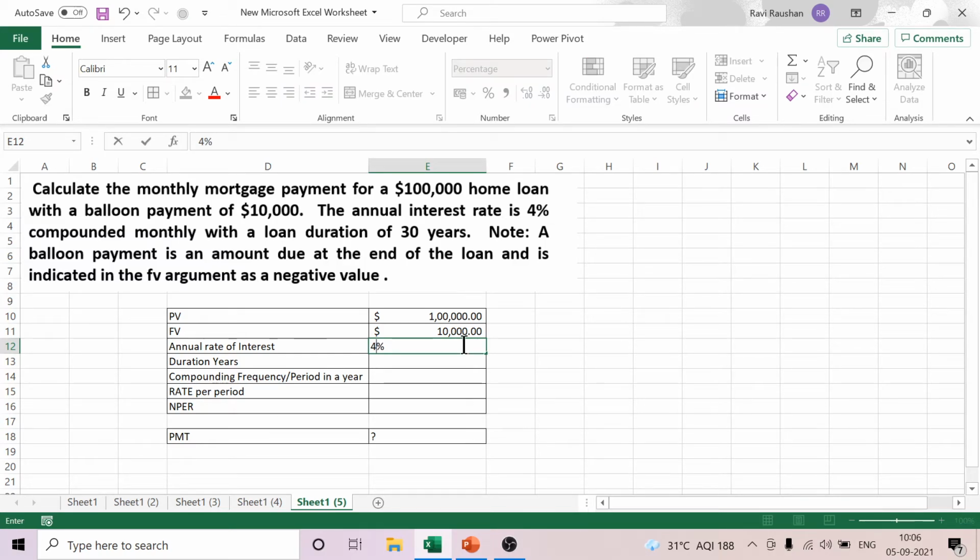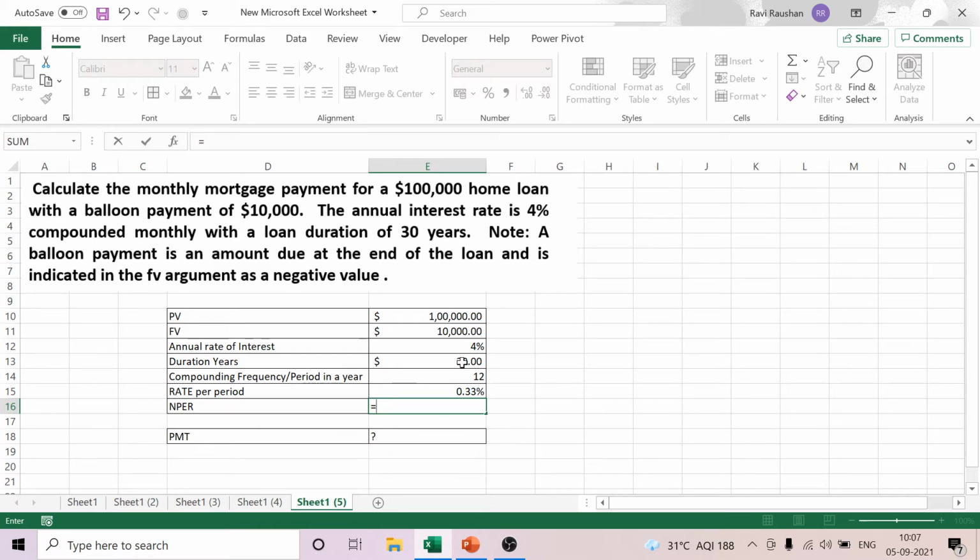4% annual rate of interest. Duration in years is 30. Compounding period: they said it's compounded monthly, so it is 12. And last, now we follow the process. Your rate will be your annual rate of interest divided by the compounding period. It comes to 0.33%. Your NPR is the duration in years, which is 30.